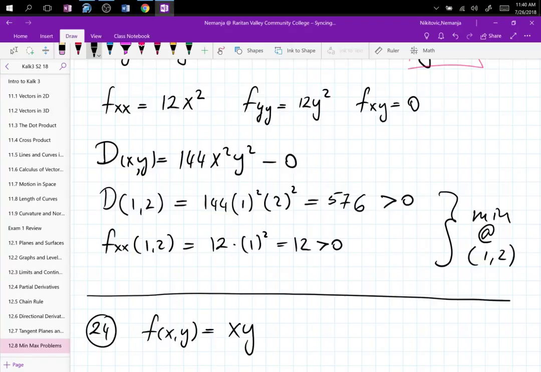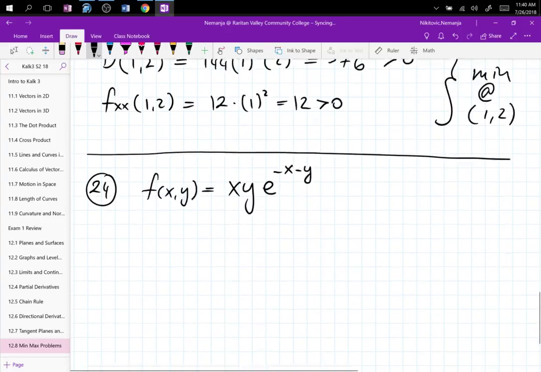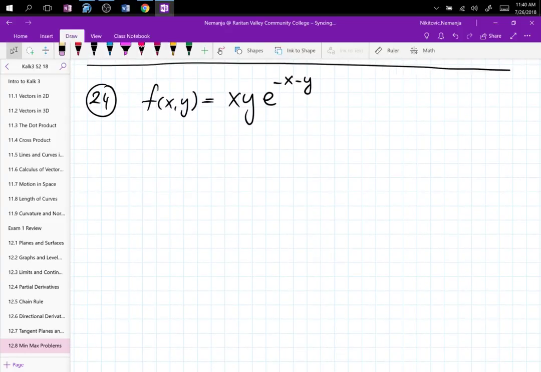xye to the negative x negative y. Not a problem. This is symmetric, guys. If it's symmetric, that means that your partial derivatives are the same. Right? Of course. Now, to find the derivative here it's a little bit more involved, but you'll manage.